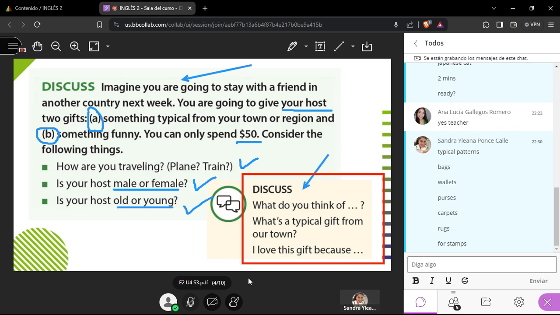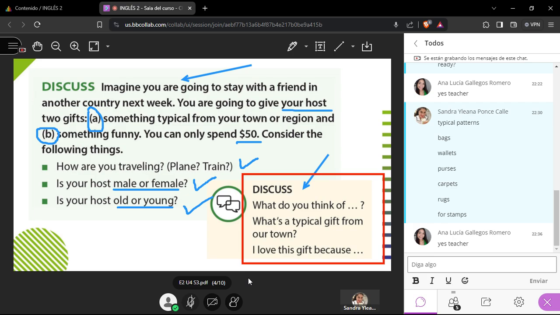$50. The questions. What do you think of? What's a typical gift from your town? I love this gift because, etc., etc. All right? Okay? And Brian, Harold, and Sarah, is it clear? Yes? Is the activity clear? Very good. Brian, is it clear? Very good. Okay. No questions, right?